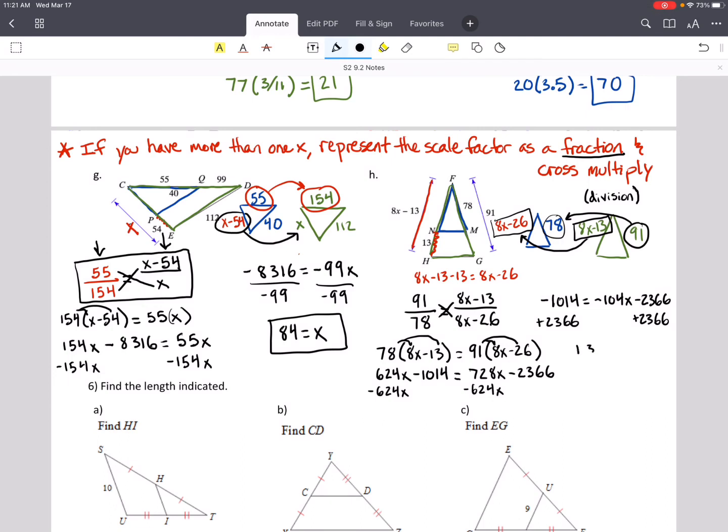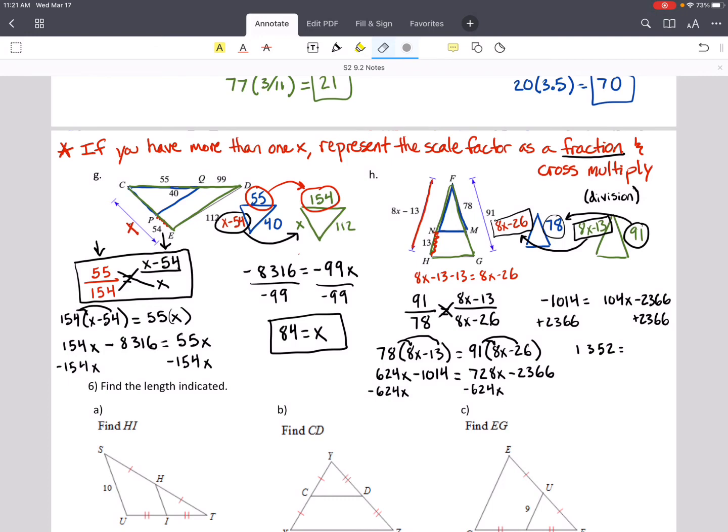I get 1,352. Oh yeah, that's right. And also, I made a mistake. This is not a negative 104. That's a positive 104. Glad I caught that.